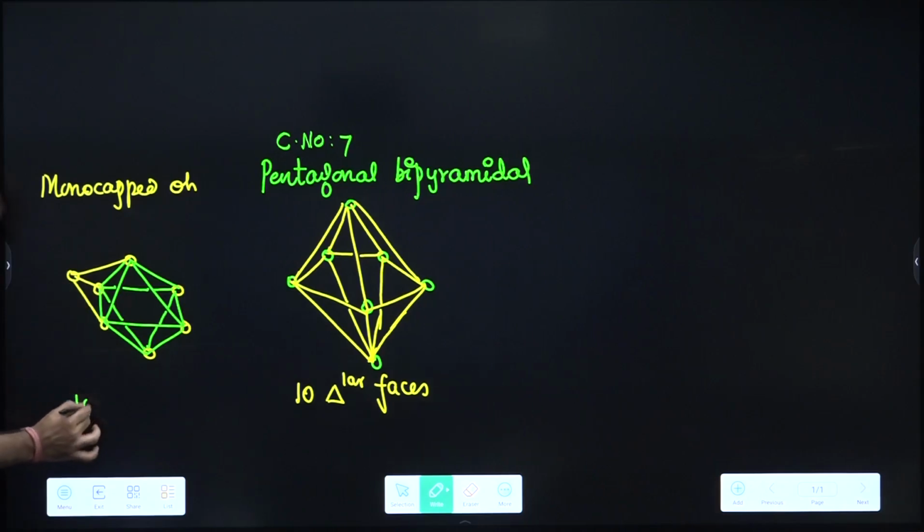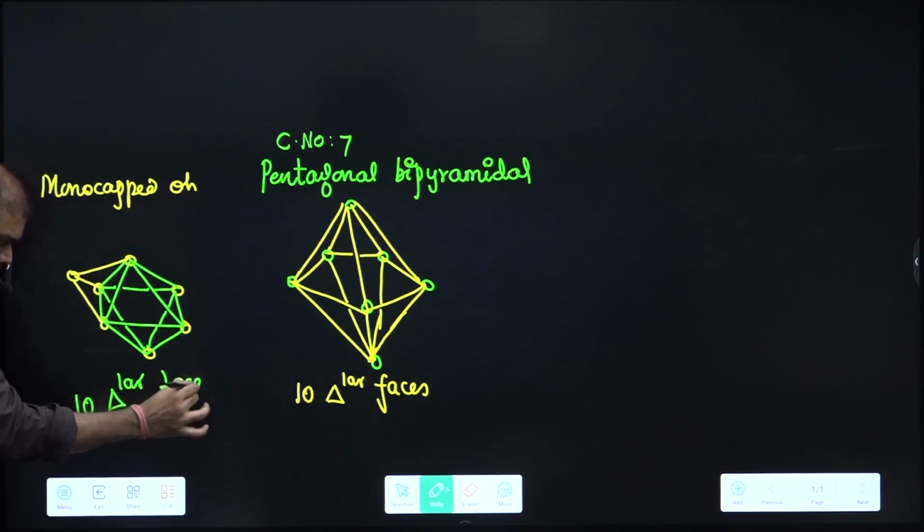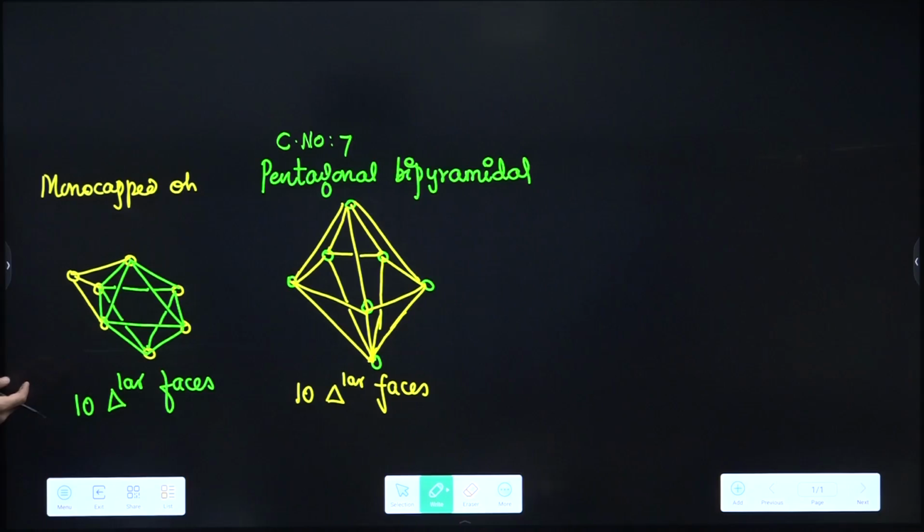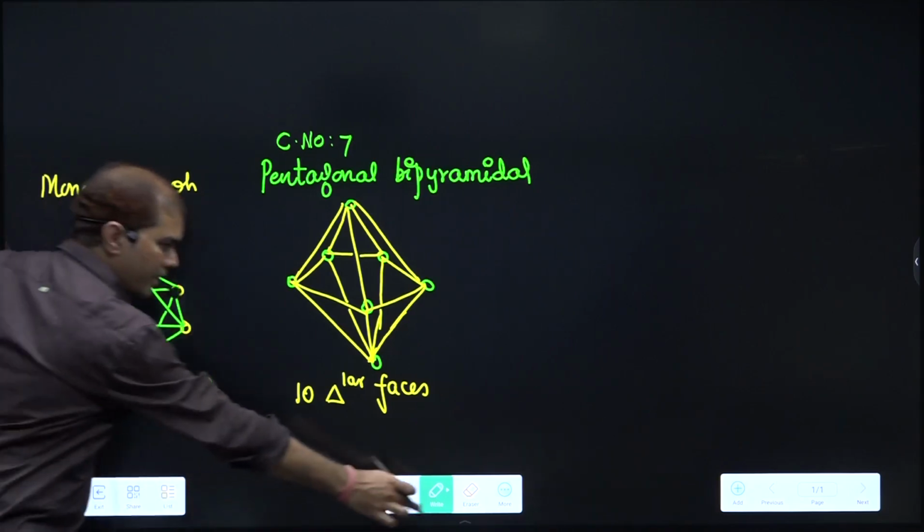Altogether 10 triangular faces. Can I call it a deltahedra? Yes, because all are triangular faces. These are deltahedra.